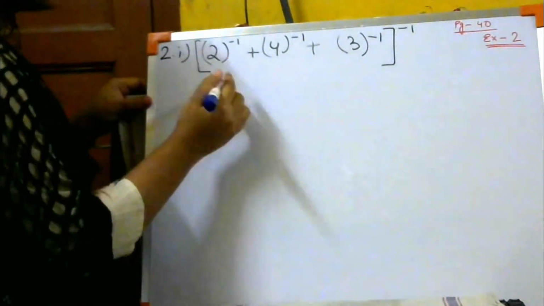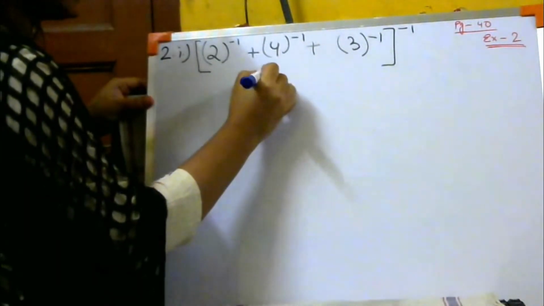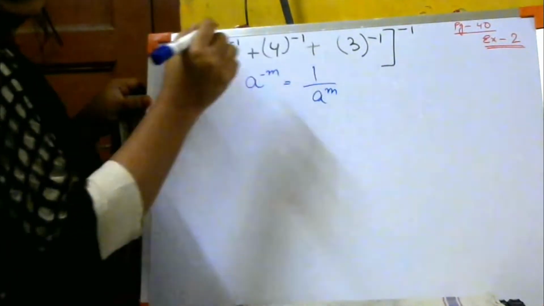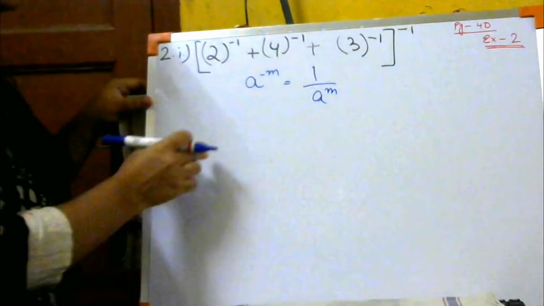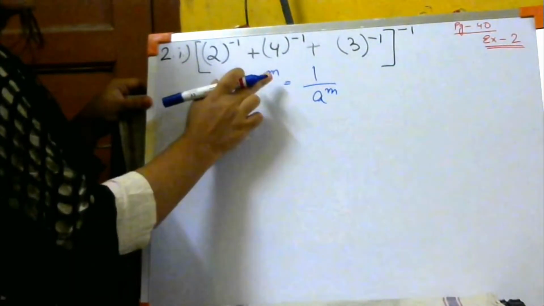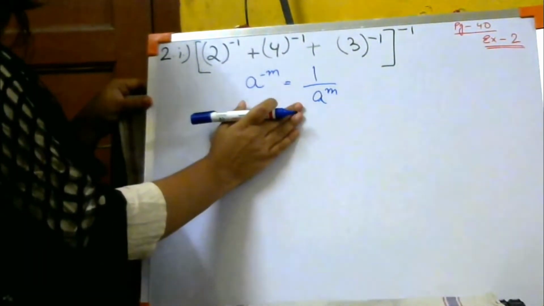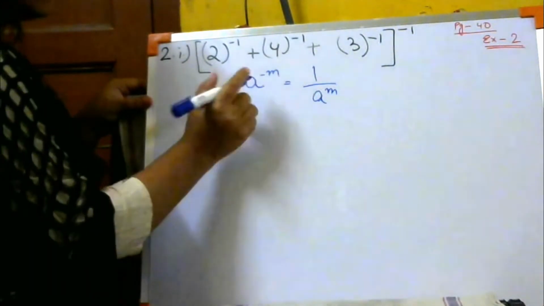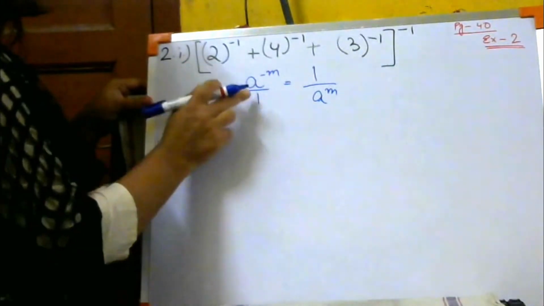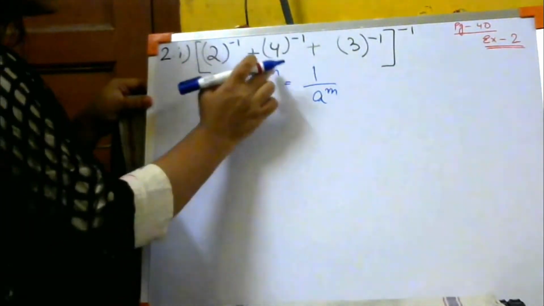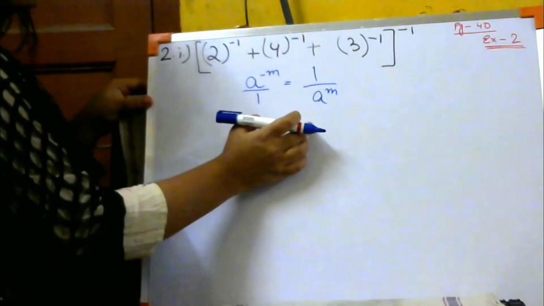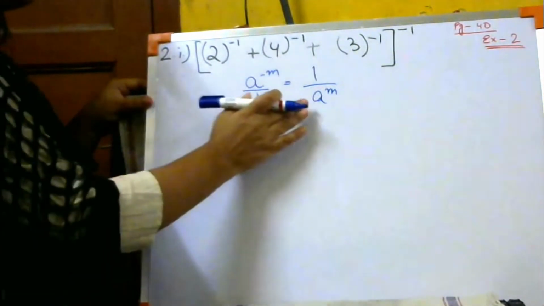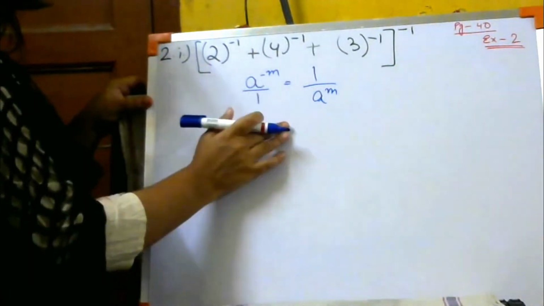2 to the power minus 1, I guess you people remember this formula. A to the power minus m is equal to 1 by a to the power m. So you have to make the power positive. How can you make the power positive? A to the power minus m, you just inverse the base. 1 by a we make it, and this power minus m then turns to positive m. Just inverse. I hope you remember this is the first law of exponents.